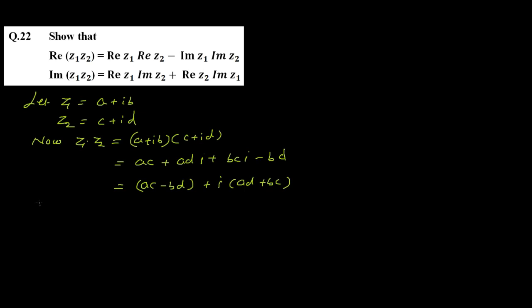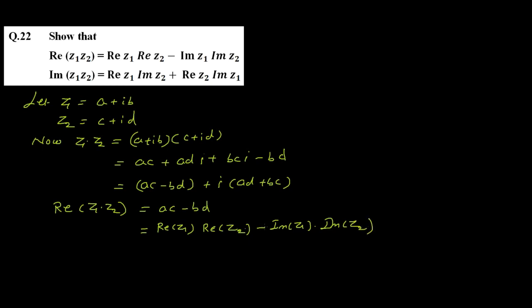Now, if we see the first part of the question, that is the real part of z1 z2, what is this? The real part of z1 z2 is ac minus bd. And this can be written as: what is a? a is the real part of z1. What is c? c is the real part of z2. Minus, what is b? b is the imaginary part of z1. And what is d? d is the imaginary part of z2. So now the first part of the question has been proved.